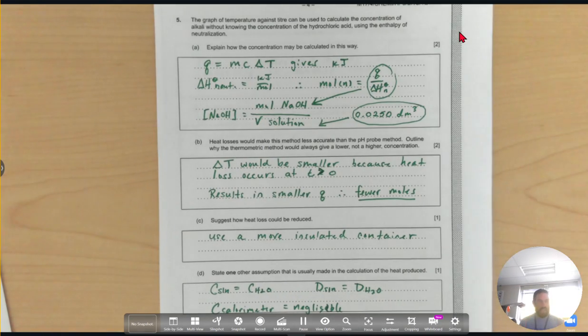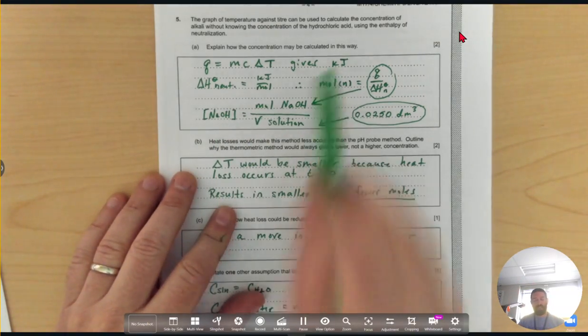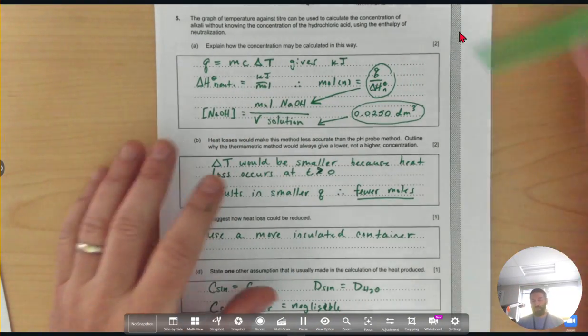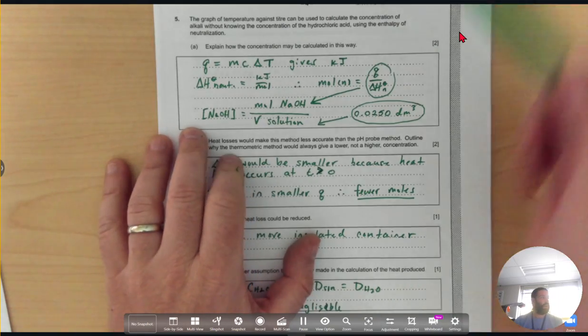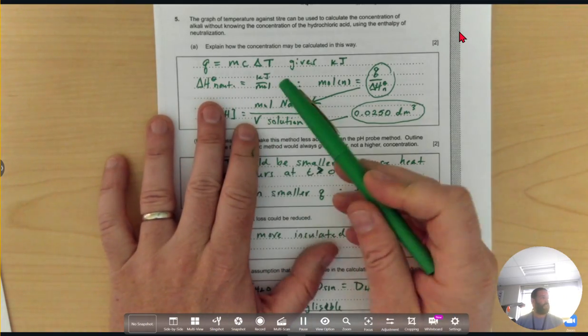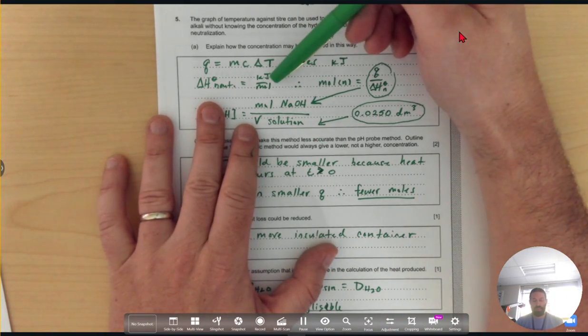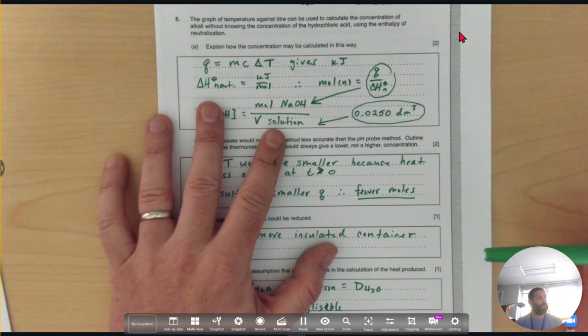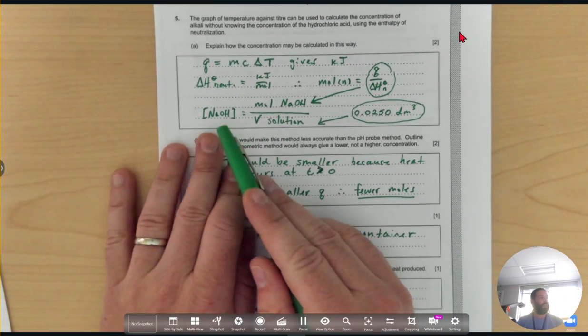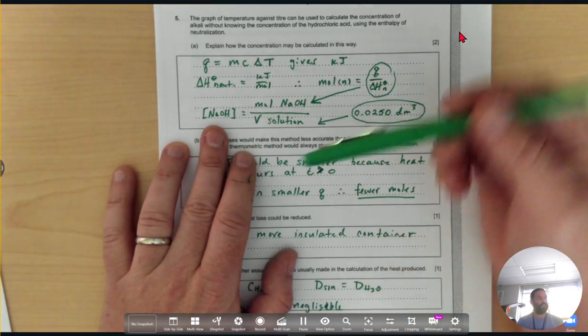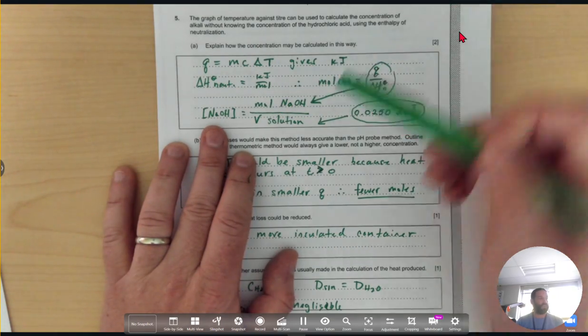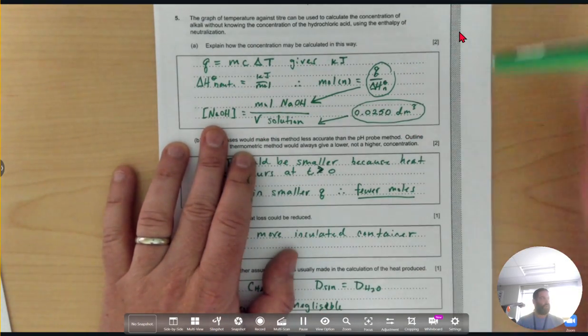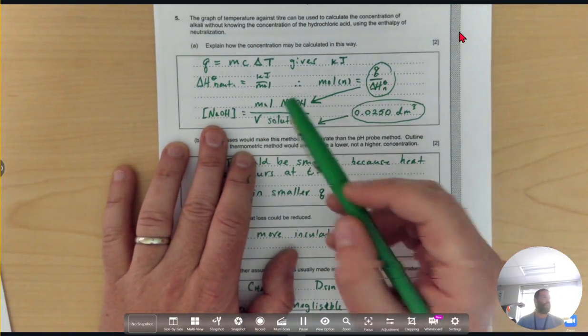All right, so the first thing I thought, well, if we're recording a temperature increase, then we can use Q equals mc delta T to find out how many kilojoules of heat were evolved. Now, enthalpy of neutralization, whatever the value is, will have a unit of kilojoules per mole. Now, if we want the concentration of the base, we need the number of moles of that base divided by the volume of that base solution.